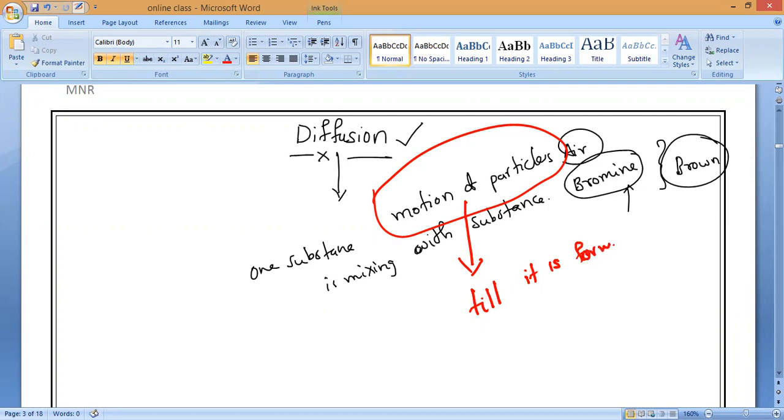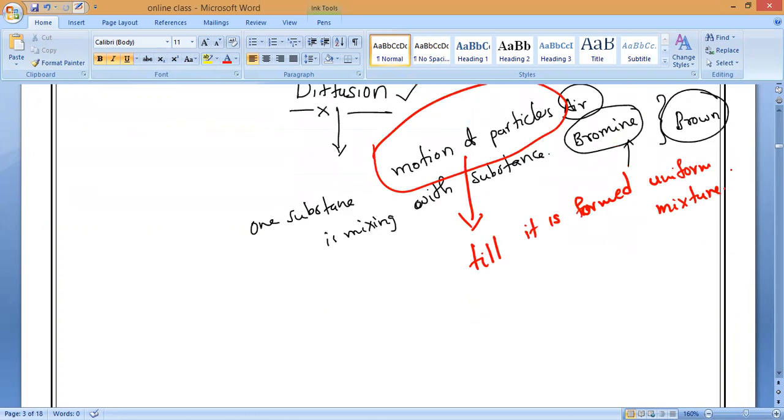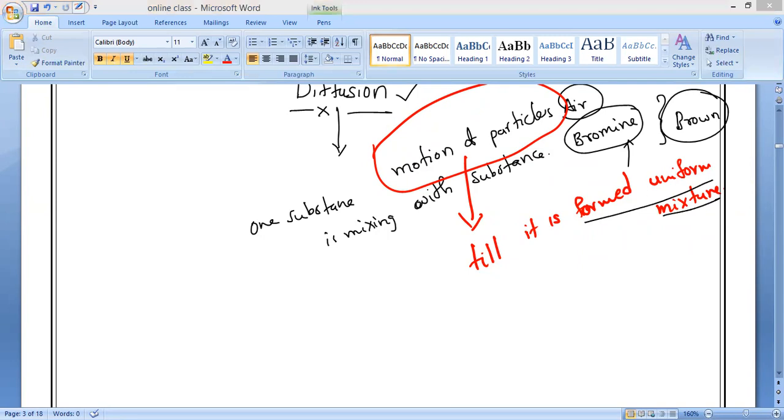Once it has formed a uniform mixture, is further diffusion possible? Anybody? No. Once the substances mix equally or uniformly, no further diffusion takes place. So diffusion carries on till a uniform mixture is acquired. Is it okay, everybody? Once the uniform mixture forms, will further diffusion take place? No further diffusion will take place once the uniform mixture forms.